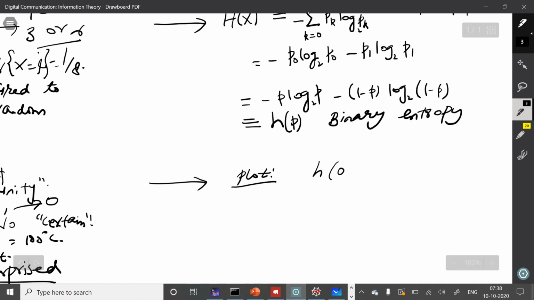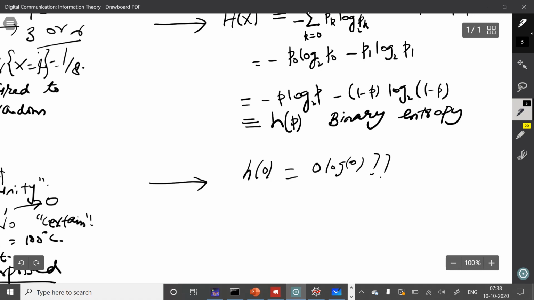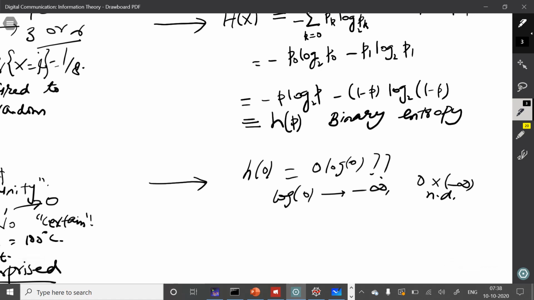Now here is an important assumption. What will be the entropy at point 0? When you put h of 0, you will get a term 0 log 0. What is 0 log 0? This is problematic because log 0 is minus infinity, right? And 0 times minus infinity is not defined, right? So we will use the limiting case.